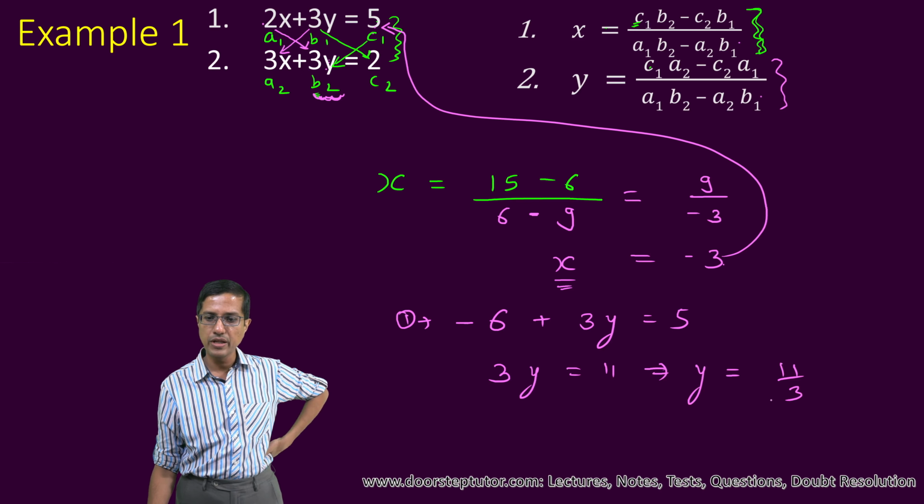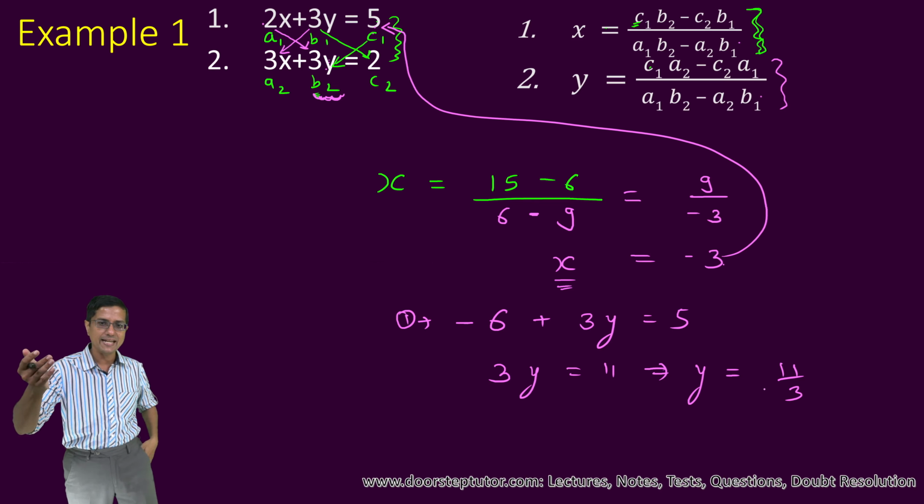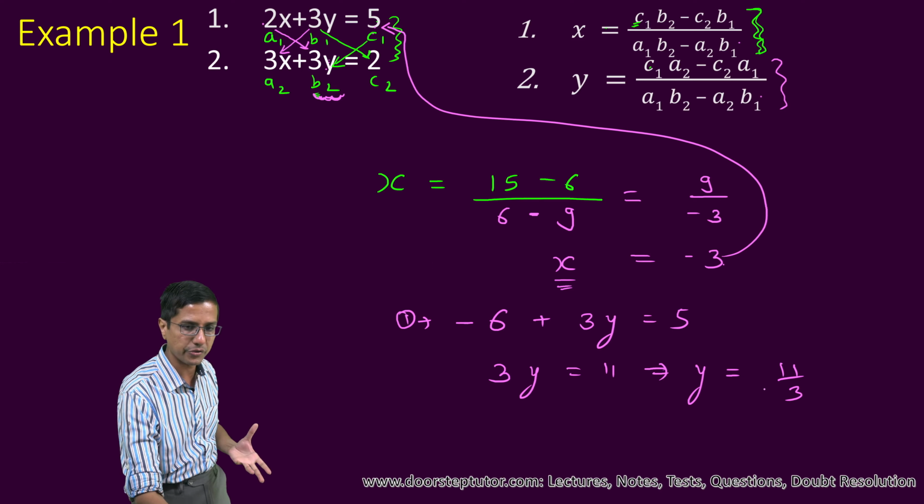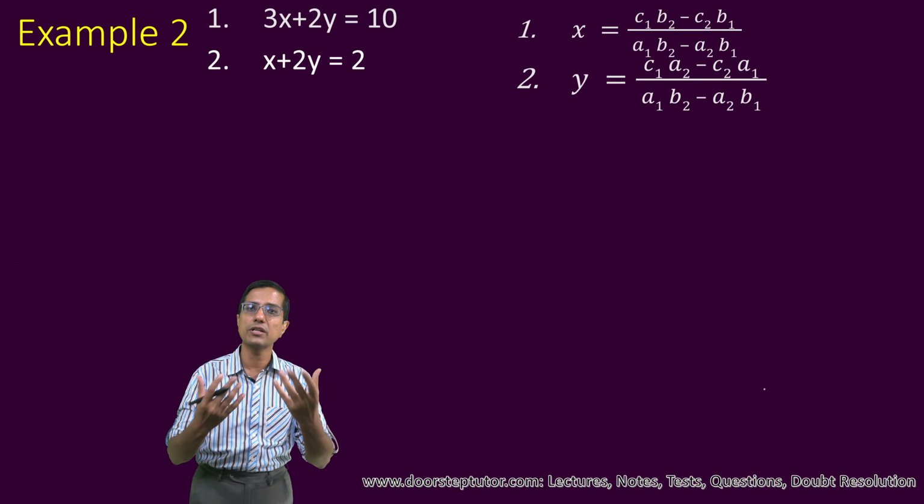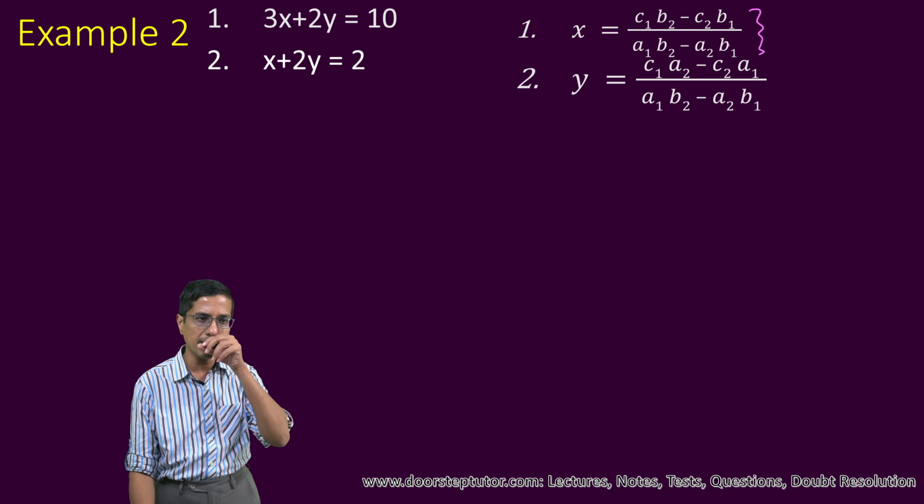or y comes out to be equal to 11 by 3. So again, we are only using the one formula for x, and then finding y using substitution. So it's not even two formulas we have to remember. We have to just remember one formula. So again, let's try to use this formula.